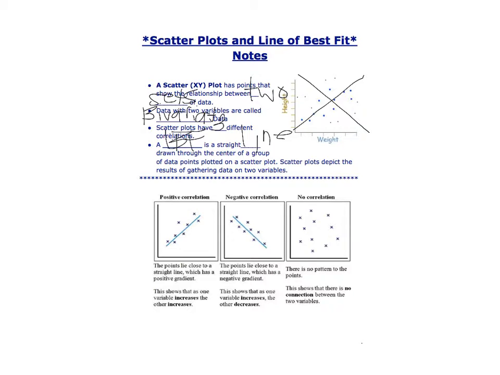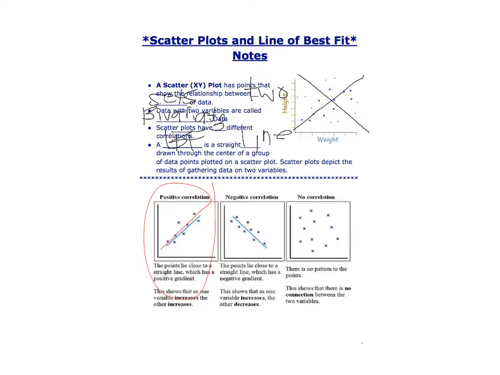So now we're going to go a little bit more into depth about the three different types of correlations. The first one that we have, positive correlation, is when the points lie close to a straight line which has a positive gradient. So you see that all the points are going up instead of down. This shows that as one variable increases, the other increases, so both increase at the same time.